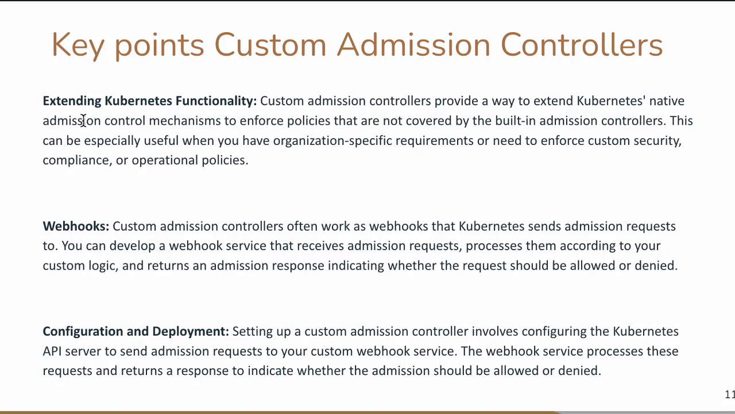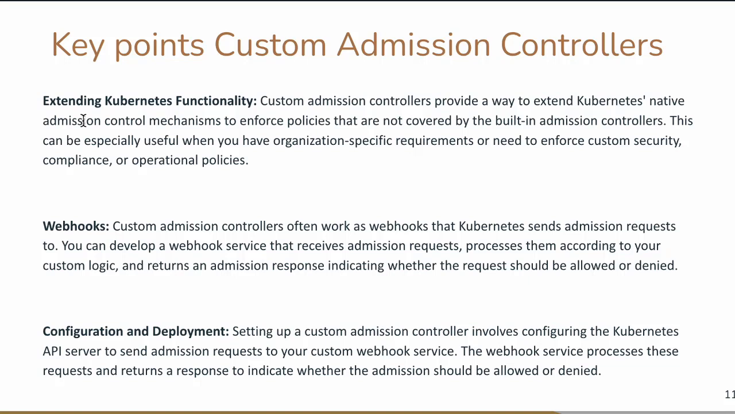Okay. Next is webhooks. Custom admission controllers often work with webhooks that Kubernetes sends admission requests to. You can develop your webhook service that receives the admission requests, processes them according to your custom logic, and returns a response indicating whether the request should be allowed or denied. So this is how these admission controllers work. They make use of webhooks inside Kubernetes, which send these requests. Whenever you make a request, the request is going to trigger these webhooks inside Kubernetes.